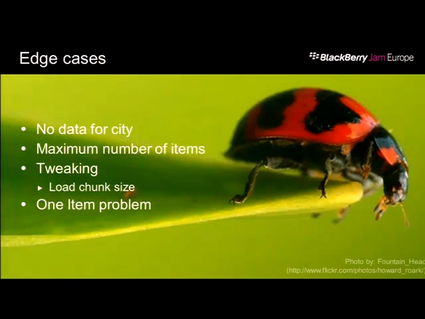All right, so that takes pretty much care of the standard stuff that you need to worry about. However, there are these edge cases that we want to handle. What if there's no data for a city, in which case you would get an empty JSON array from your server, and you want to handle that somehow in your UI, or else you're just going to get an empty list with a black screen. Do we even handle that? I don't know. Maximum number of items.